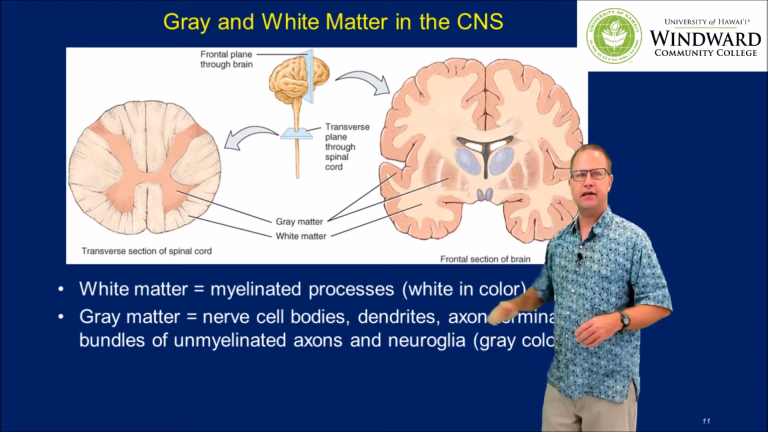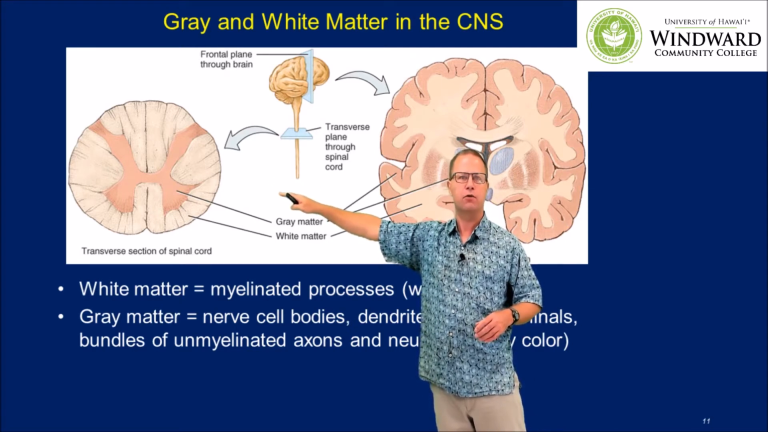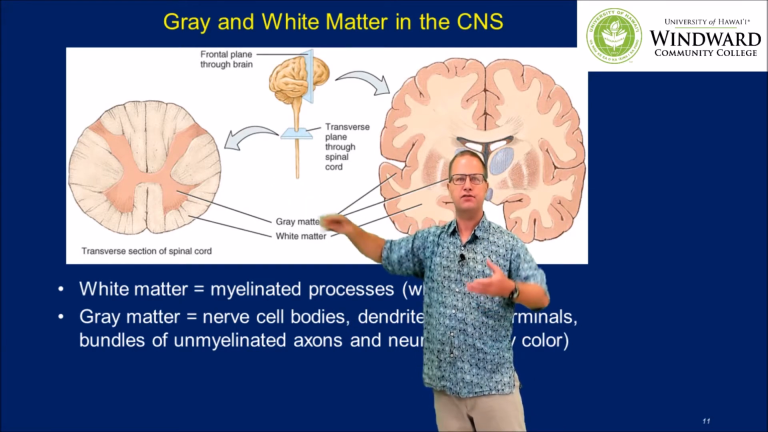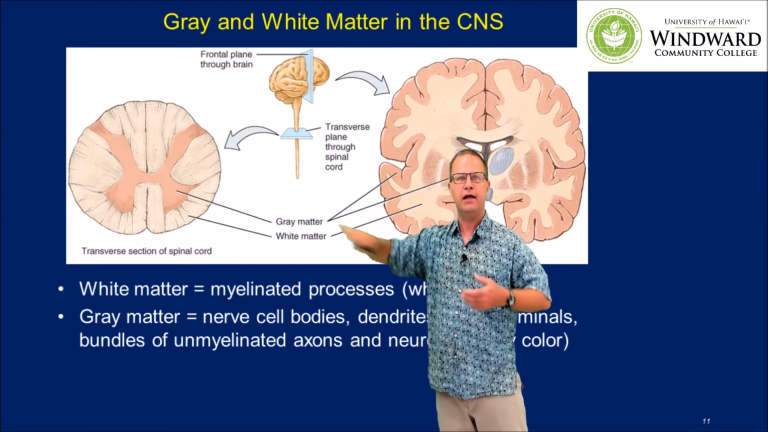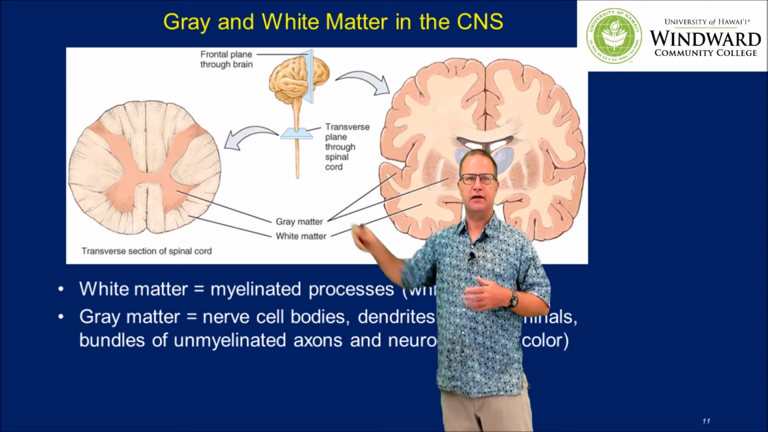On the other hand, if we take a look at the spinal cord over here, you can see that the gray matter is located inside the spinal cord. So that's where the cell bodies are. That's where the neurons are talking to one another. And then the white matter, the axons and such, is located on the outside.